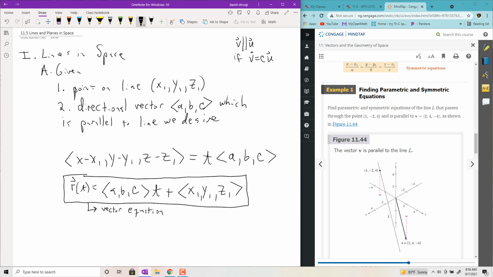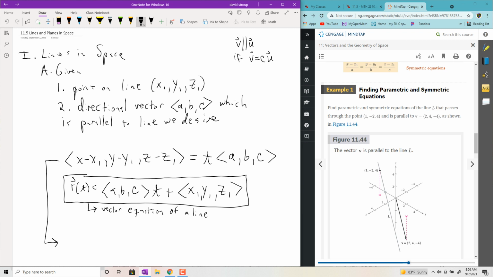And you can see it looks just like the regular equation, y equals mx plus b. It's kind of the same thing. I think it's important, but the book doesn't really dwell on it. I think it's easier to remember this form. But anyways, from this vector equation, we can equate the components.